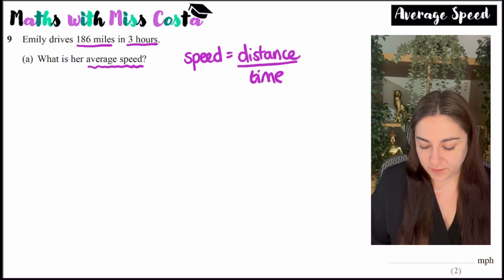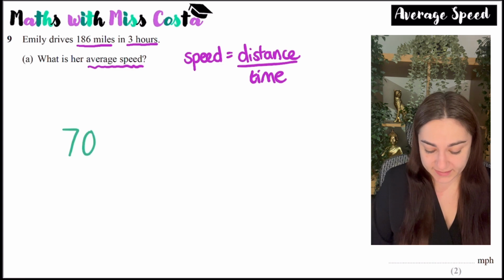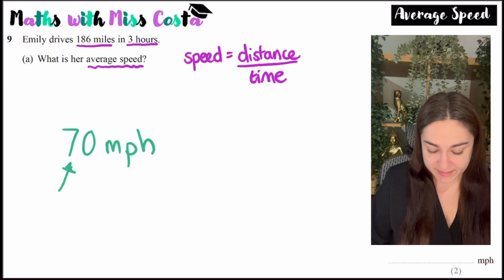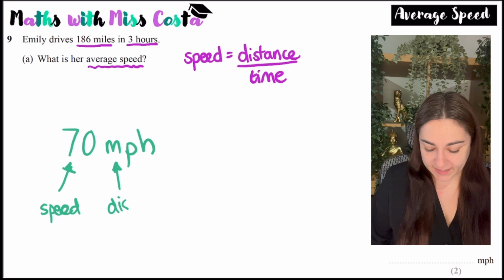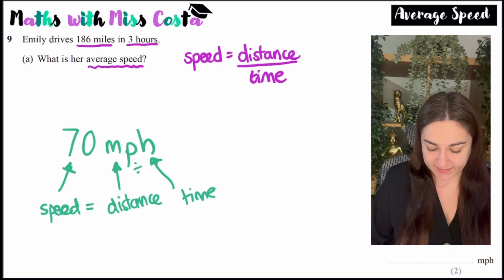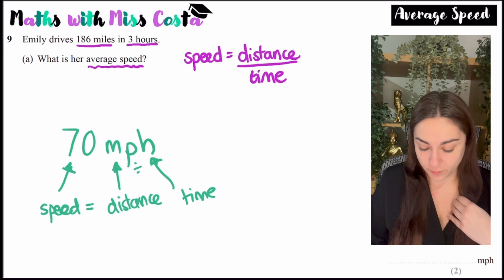And if you ever forget this, then there's a quick way to remember it. So think to yourself, what is the national speed limit? It's 70 miles per hour. What does the 70 represent? It represents speed. What does miles represent? It represents distance. Per means divided by or out of, and hour is time. So speed equals distance divided by time, if you struggle to remember that formula.